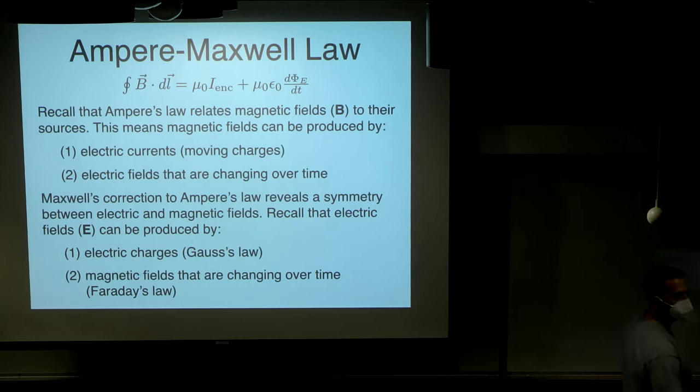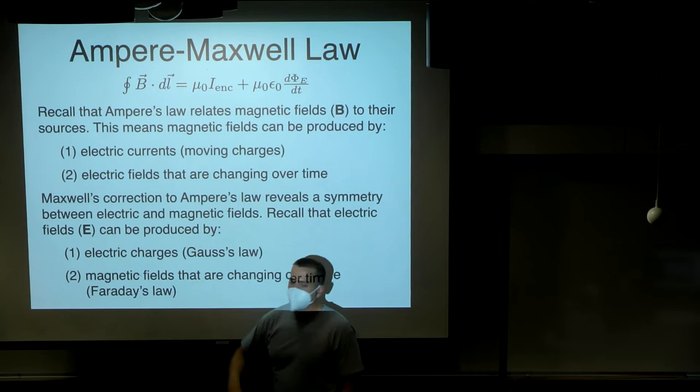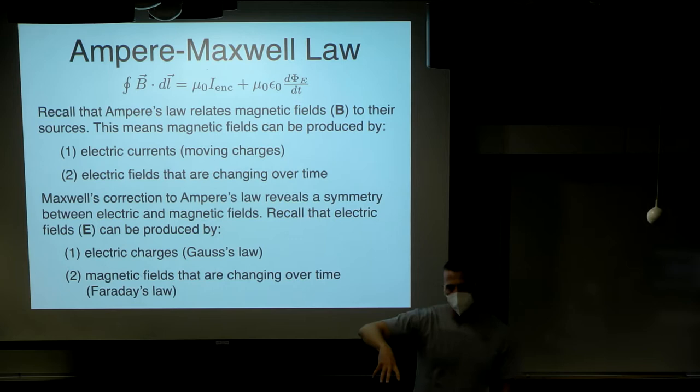But the big picture idea is that if you have a changing magnetic field, that can create an E field. So you see there's kind of a nice symmetry here. One field changing produces the other type of field. That's what you can see from this.